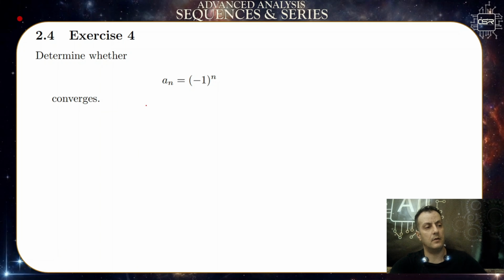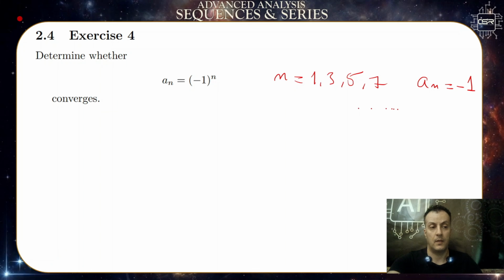Determine whether a_n equals (-1)^n converges. Now, just like we've seen before, for n having an odd value, such as n equal 1, 3, 5, 7, a_n is equal to minus 1 for an odd power. But for n having an even value, such as 2, 4, 6, 8, etc., then in such case a_n would be equal to plus 1.